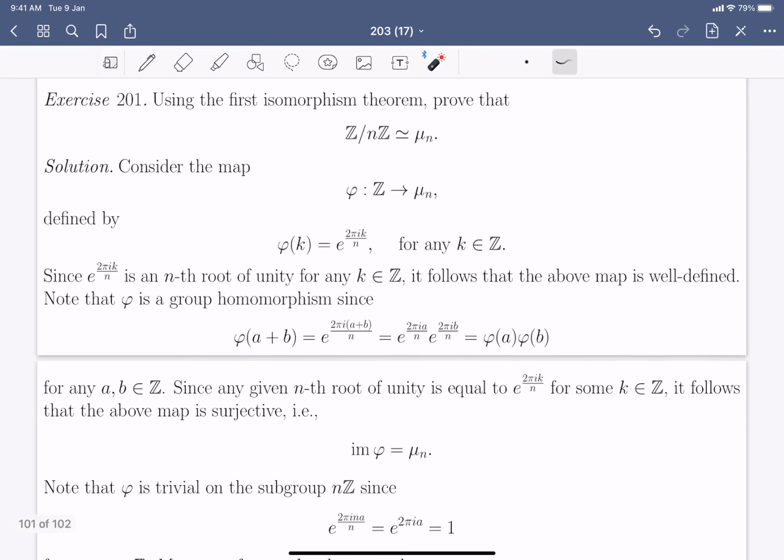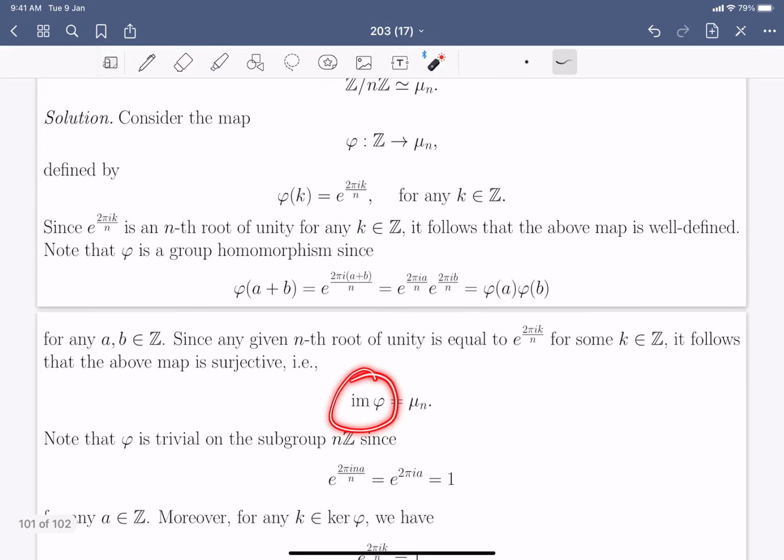Now to look at its surjectivity, this is going to be surjective, we know, but we need to prove it. If we pick an nth root of unity, that is, if we pick an element from mu_n, we know that it is equal to e raised to 2 pi i k over n for some k. So of course it follows that this map is surjective, by the very definition of this map. So we see that the image of this group homomorphism phi is equal to mu_n.